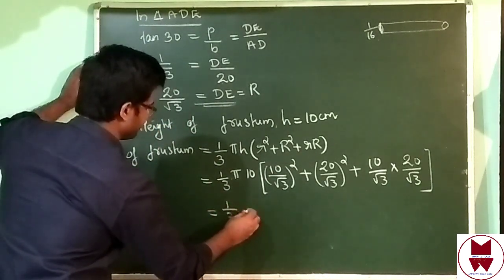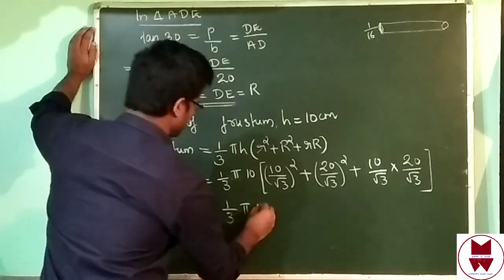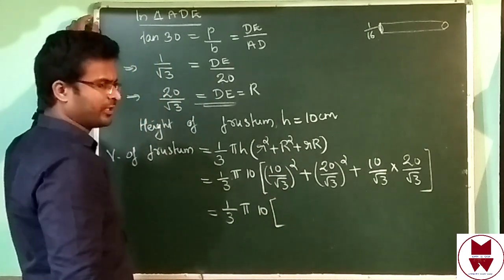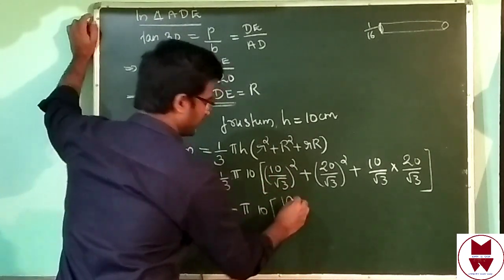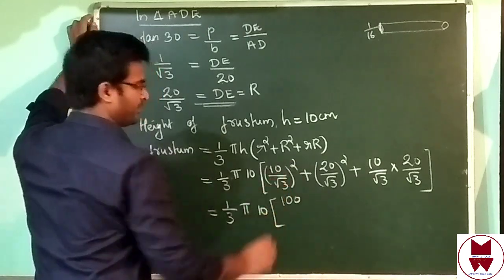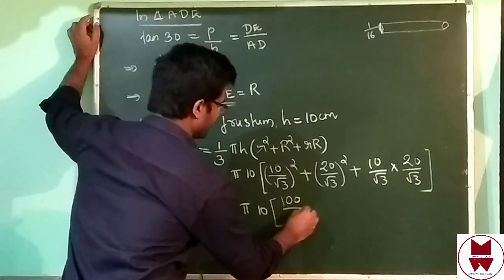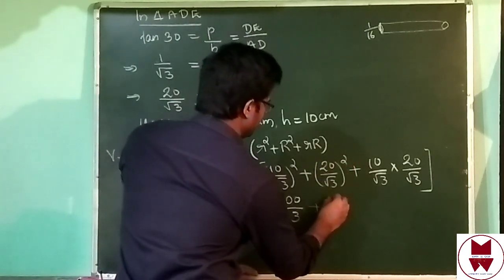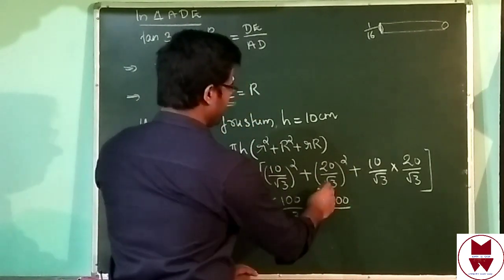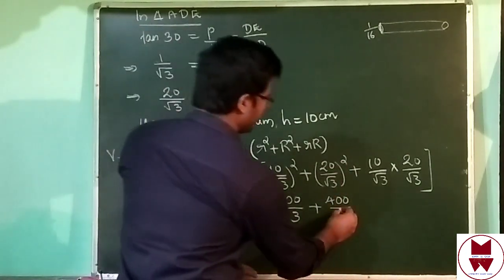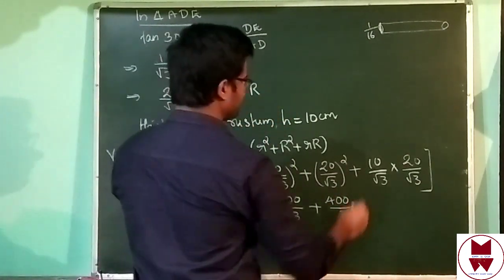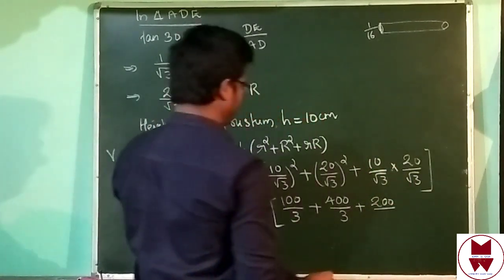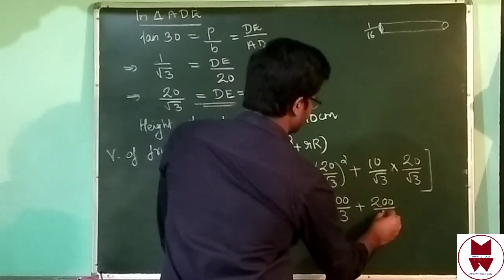One by 3 pi into 10 into 10 square. 10 square how much? 10 into 10, 100, isn't it? Then root 3 square, root 3 into root 3, you will get 3, plus then 20 square. 20 into 20 is 400 divided by root 3 square, root 3 into root 3, 3, plus 10 into 20, 200 divided by root 3 into root 3, you will get 3.